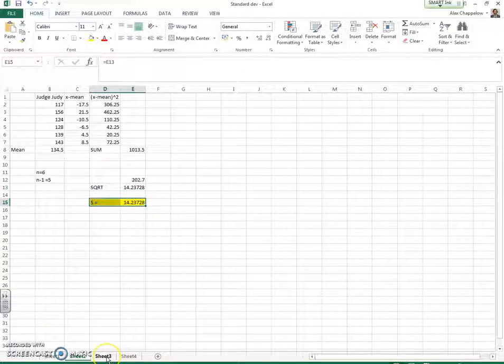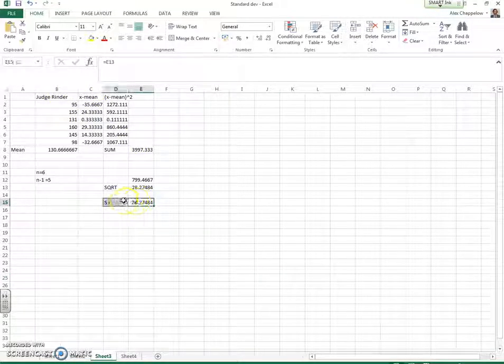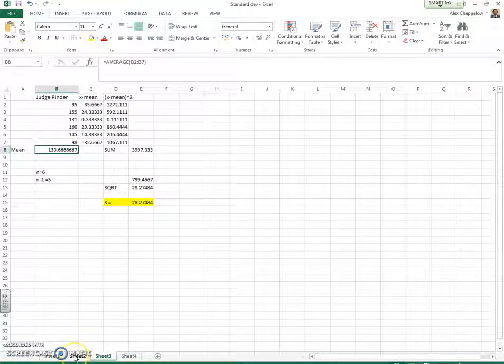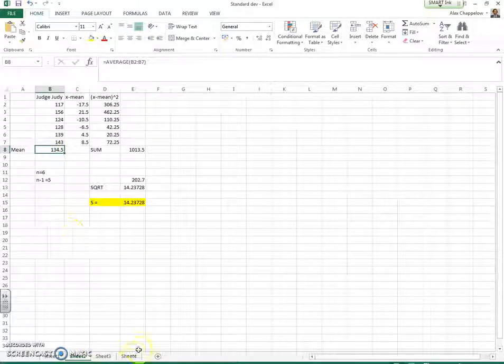I can do the same thing with Judge Rinder, and you get a slightly larger value here. The standard deviation in this instance is 28.27, so slightly larger, which is indicating that there's actually a bit more spread about the mean, and the mean value itself is different as well. Notice 130.7 versus 134.5.